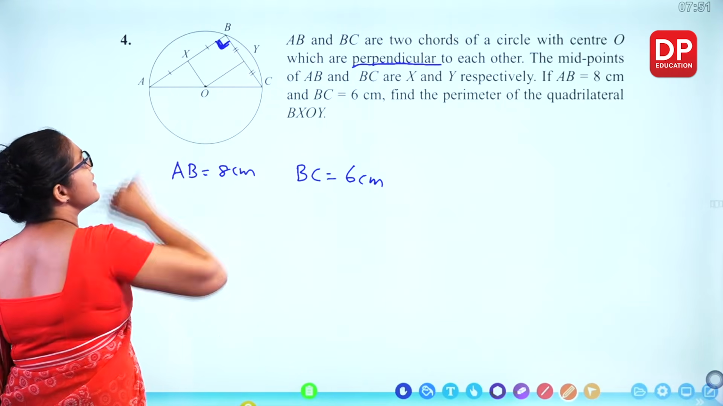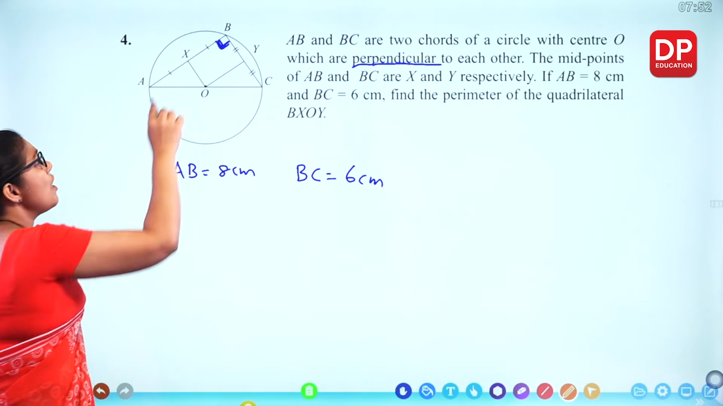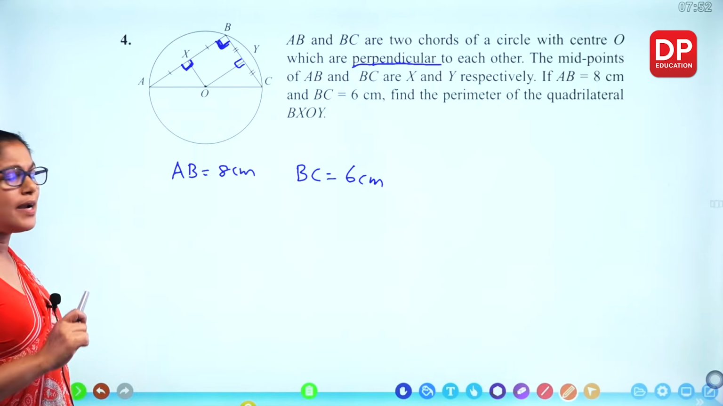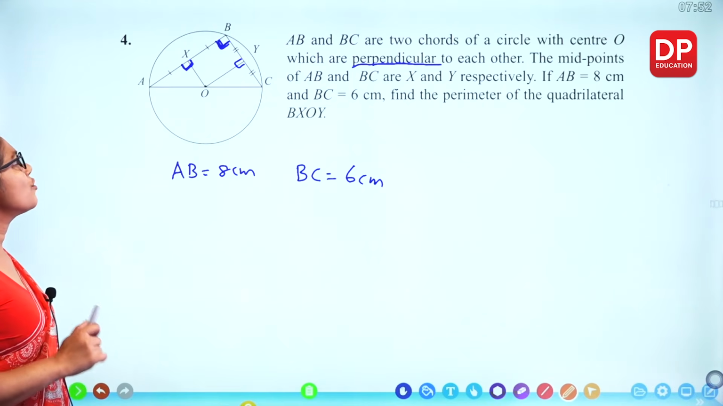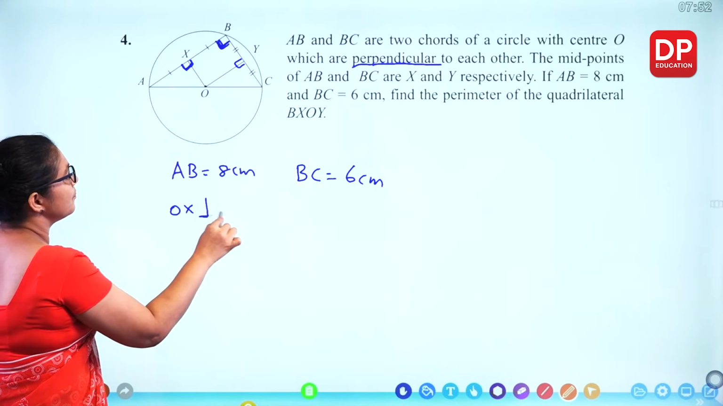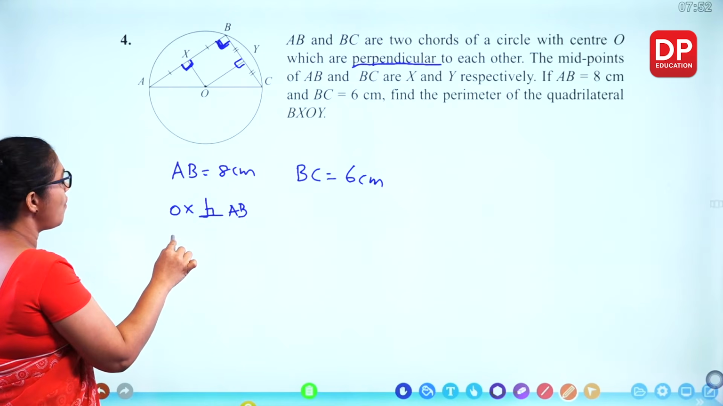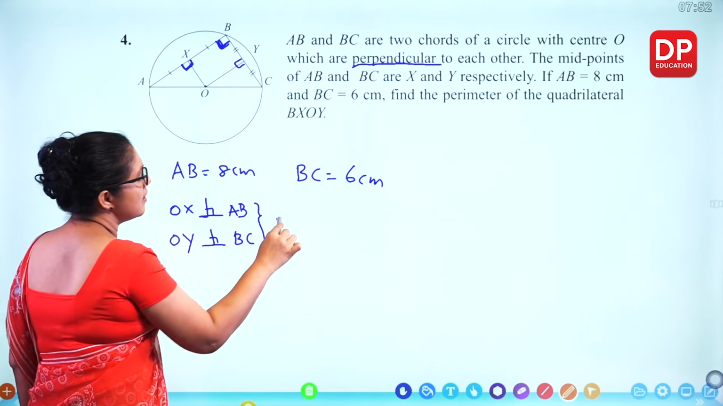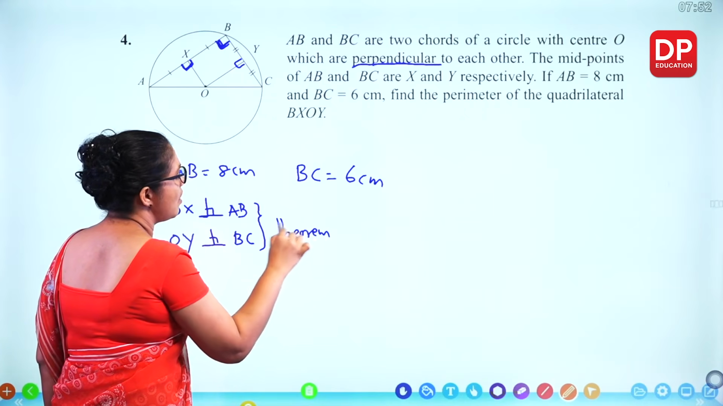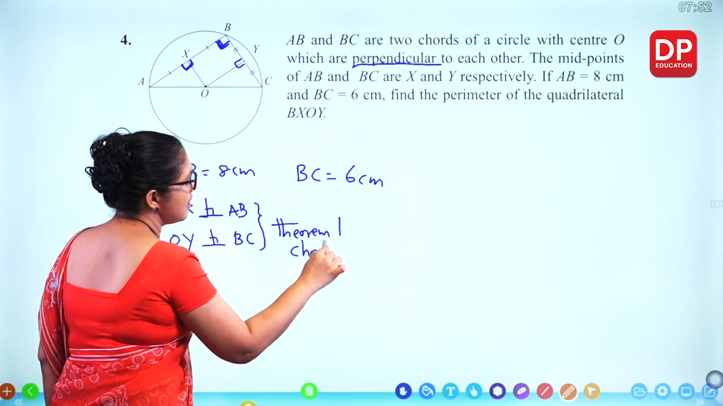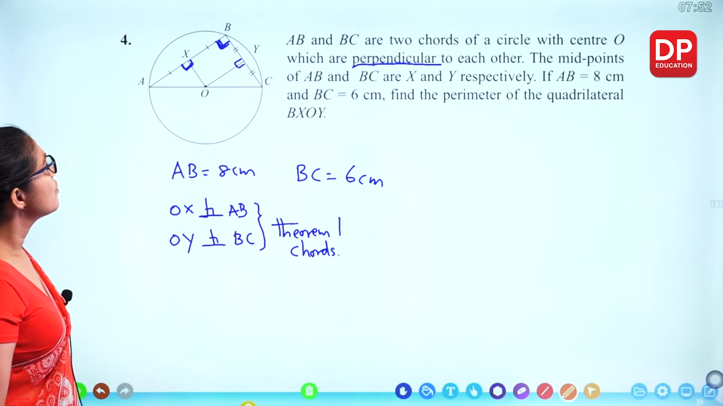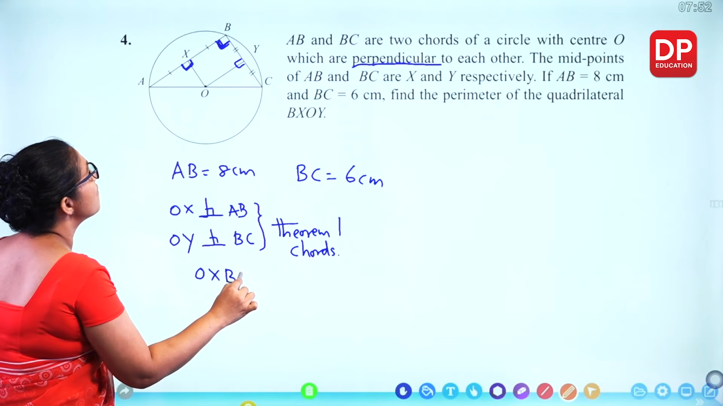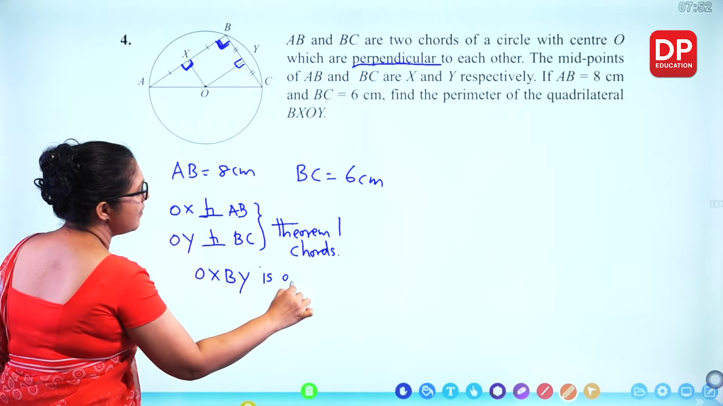Now we found this is 90. And what else can we find out? We know OX is perpendicular to AB, according to theorem number 1, and OY is perpendicular to BC. So both are related to theorem number 1 in chords. So here that means OXBY is a rectangle.